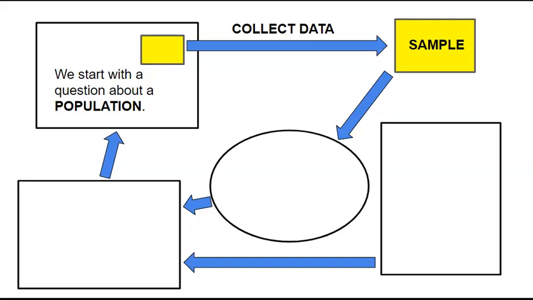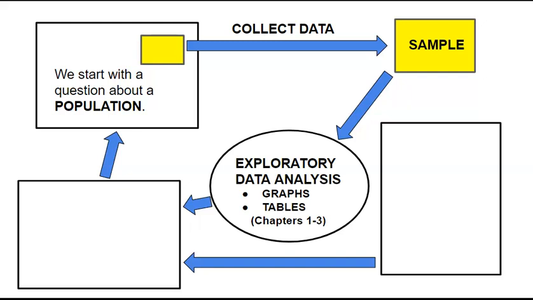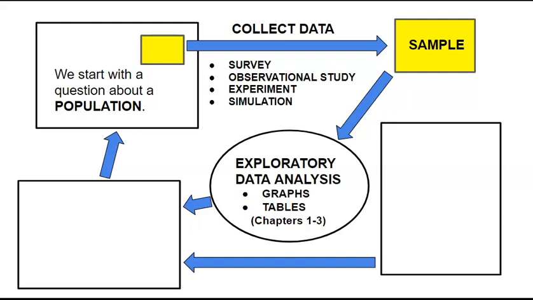After we've collected that sample and we have some data, we do what's called exploratory data analysis. And this is pretty basic stuff. We make tables and graphs, and yet it's vitally important to get a sense of what that data is telling us. We'll be looking at that in chapters 1 through 3. Then we're going to go back and examine a little more closely how to collect data properly using a survey, an observational study, an experiment, or a simulation.